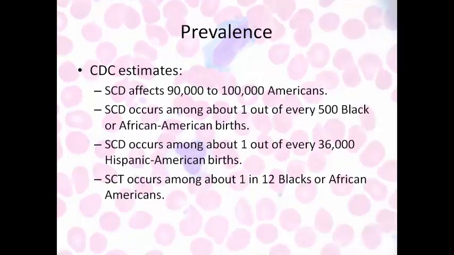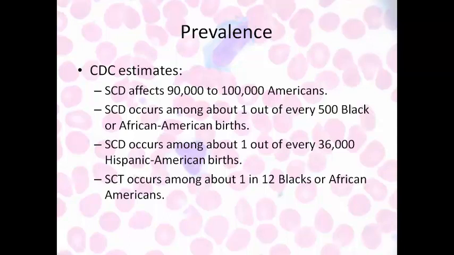It is fairly common. In the United States, it affects about 90,000 to 100,000 Americans. You can see certain ethnic groups are at a much higher risk of inheriting sickle cell disease. And if you look at the bottom bullet point there, sickle cell trait, so just having 1 copy of the gene, occurs in about 1 in 12 Black or African Americans.